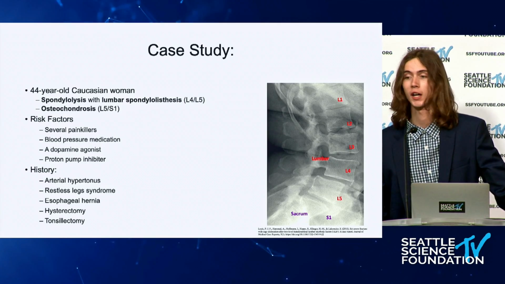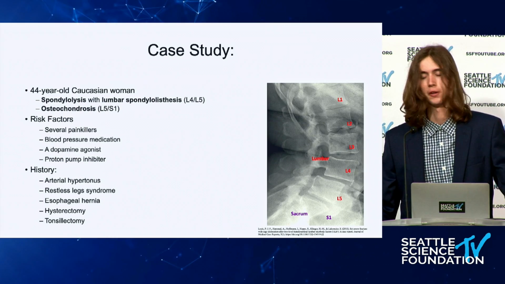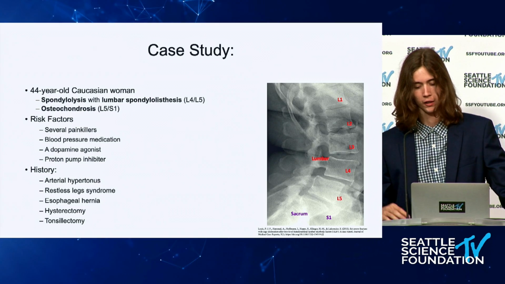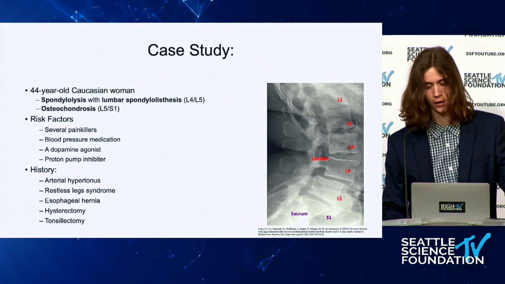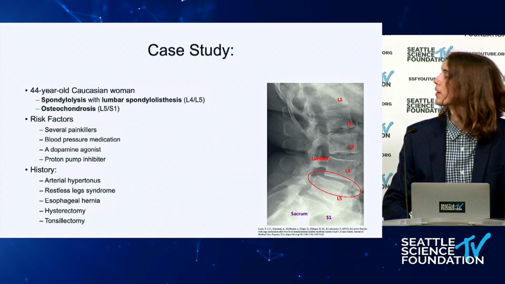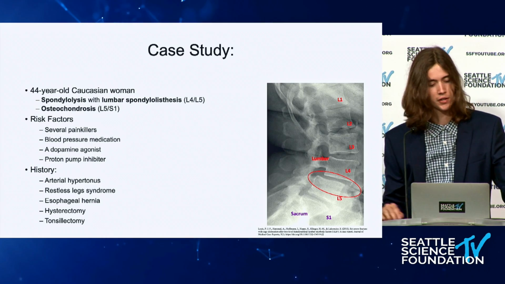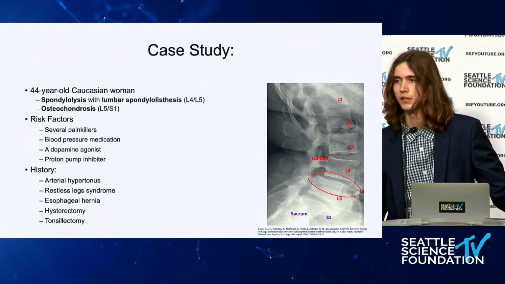So we have a 44-year-old Caucasian woman with lumbar spondylolisthesis. What this means is that there is a defect or fracture in the vertebral arch, along with a slipping of the vertebrae at the L4, L5 area. We can see this here, right about here in that circle. You can see that's out of line. That's where that slipping is. Additionally, there's osteochondrosis at the L5, S1 region, and that's basically joint disease.